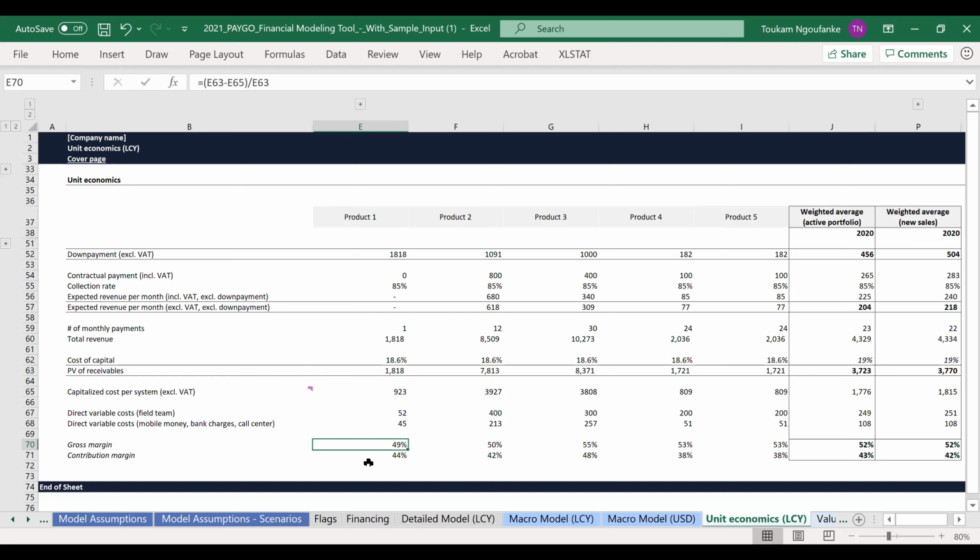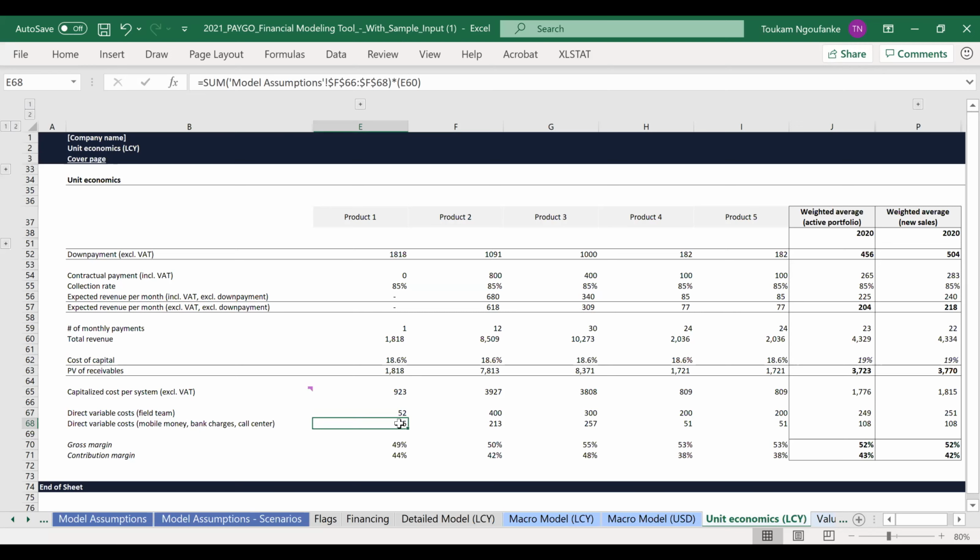Contribution margin, as I said, goes a bit further. It's looking at saying, okay, true, you've spent 923 Kenyan shillings for this product, but you had somebody who sold it to the customer. If you're paying that somebody a commission, in this case 52 Kenyan shillings, that has to be taken out because that's an immediate cost in selling that product. The other thing you need to take out here, which the model does for you, is the direct variable cost.